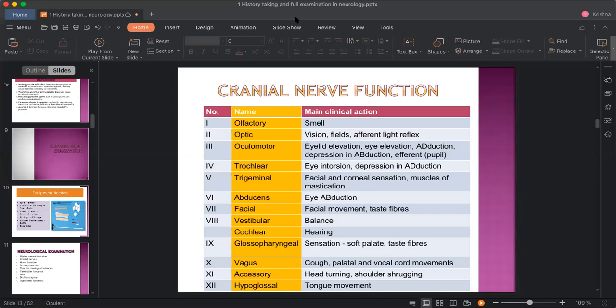So let me remind you once again, please revise these, and after every topic I'll give you some assignment, and some of the assignment will definitely be from this cranial nerve, so you need to go through them and write the answer. Let's move on.